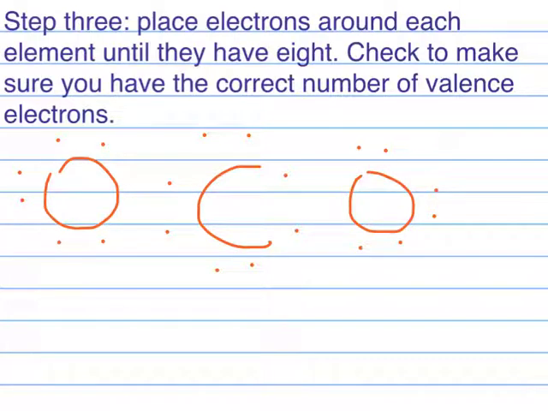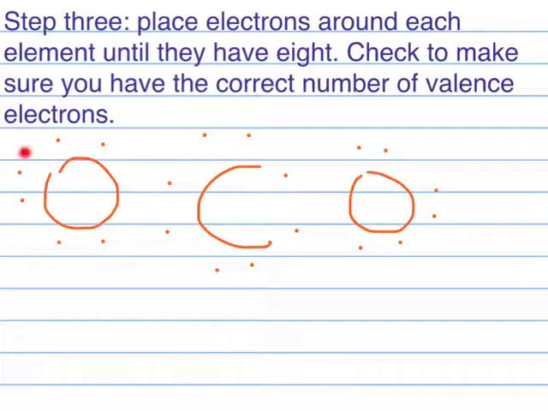Now, I have to double check to make sure they have the correct number of valence electrons. Remember, 16 was the amount that I was supposed to have. If I have 16, I'm finished. If I don't have 16, then we're going to move on to step 4. So let's quickly count these.